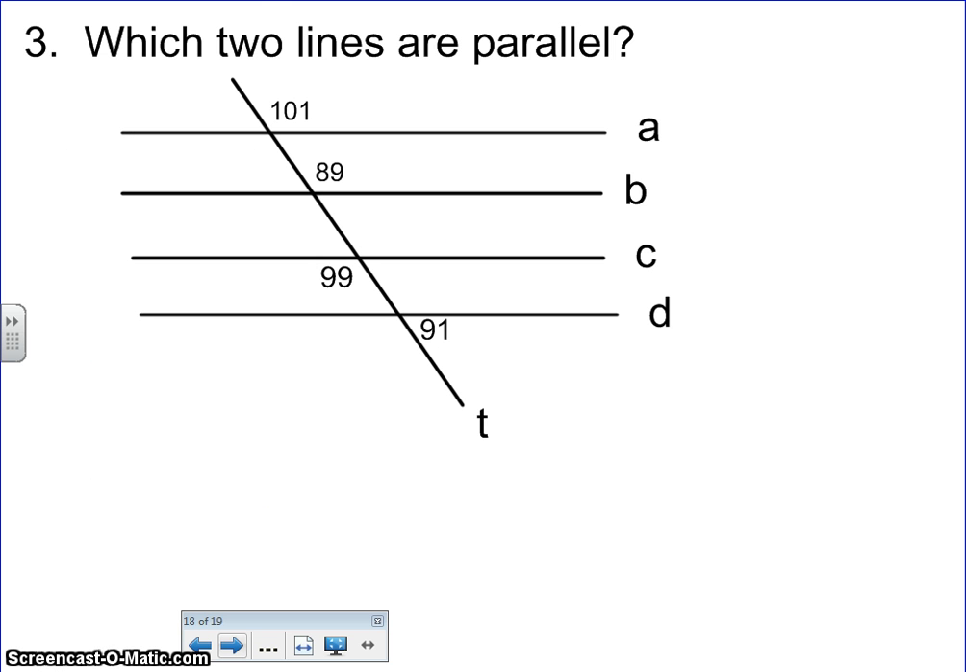All right, here's the last SOL practice problem. Go ahead and take a look at this and then hit pause. All right, there's a lot of different ways to get to the answer on this problem because you can really pick any set of corresponding angles and work it out.